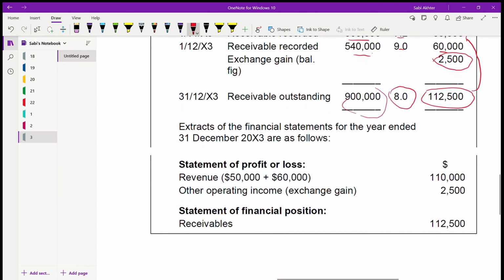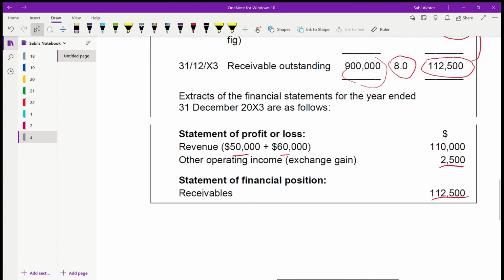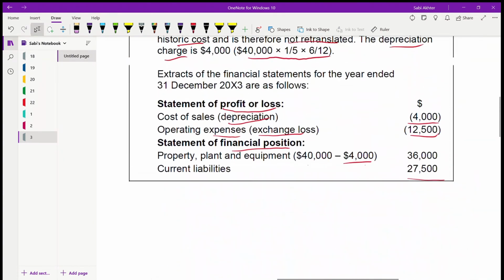Now the statement of profit and loss. For revenue, you just add 50 and 60, then that 2,500 gain, and the receivable of 112,500 in the statement of financial position. Only the receivable will go there. Just see that it balances. If you add this 110 with 2,500, it is 112,500. Both should be equal to 112,500. It should balance. If you see part A also, it was like that only.